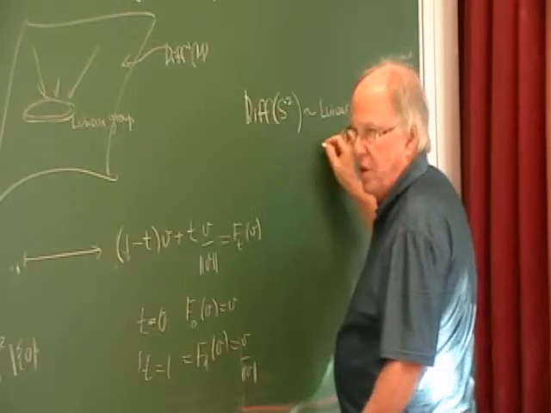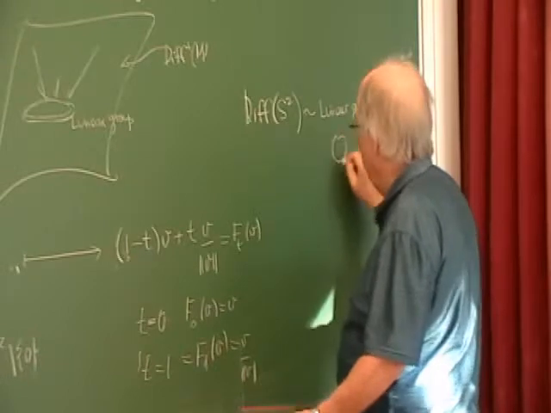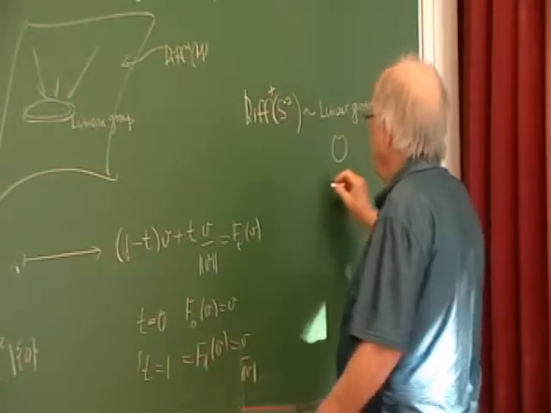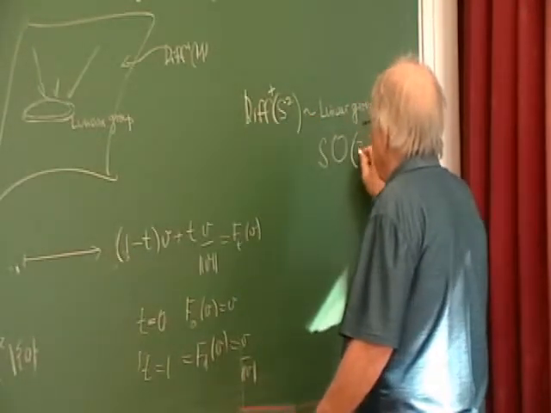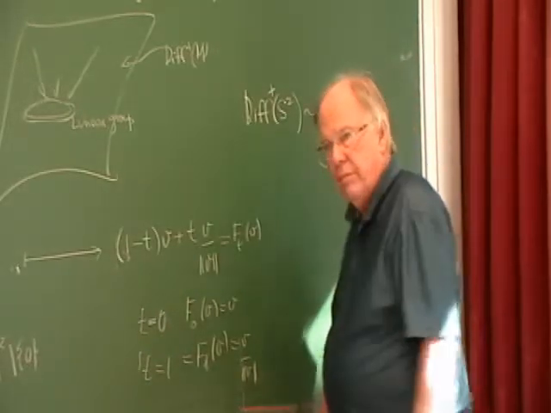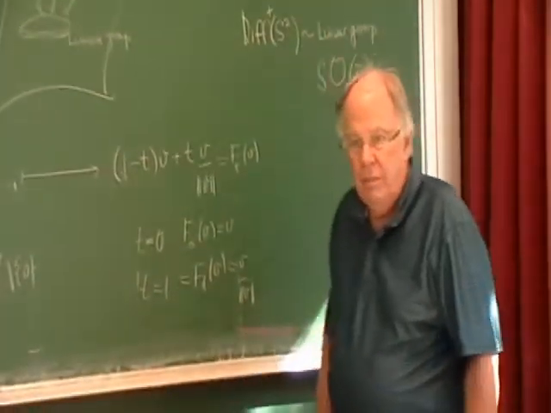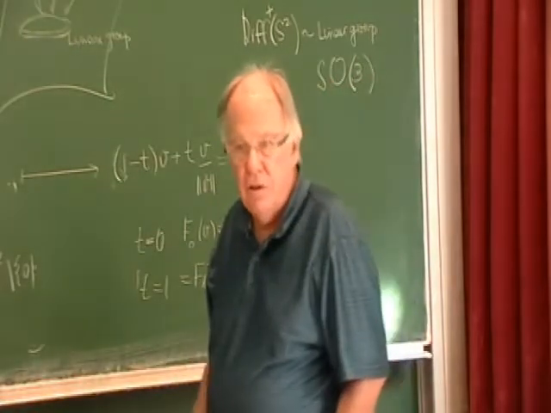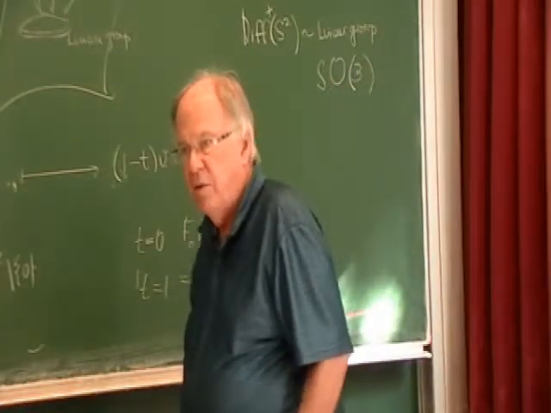In fact, this group has a name, so let me just name it. It's O3, and if you put plus here, that means it preserves the orientation. It's called SO3. It doesn't matter what it's called. It's just what it is. And you can write it down with matrices.